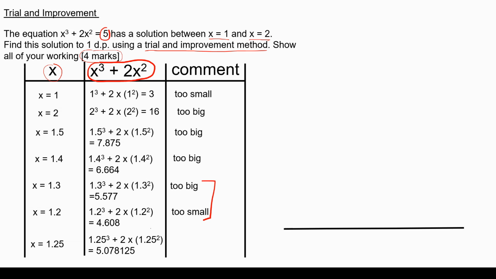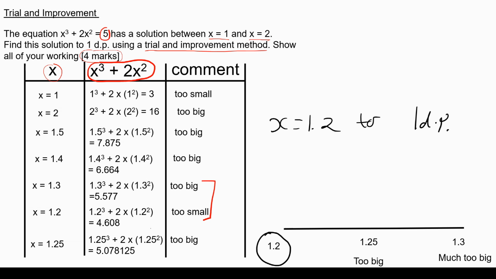I'm now going to draw a number line with 1.2 on one end and 1.3 on the other. Halfway between them, we obviously have 1.25. And underneath 1.25, I'm going to write that it's too big. Now, looking at the picture, if 1.25 is too big, then 1.3 is much too big. So that means the solution that we're going to use, even though we said it was too small, is x equals 1.2. And that is our value to 1 decimal place. So we say x equals 1.2 to 1 decimal place.